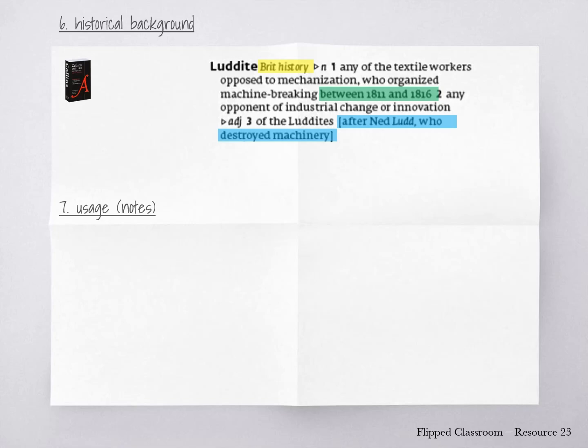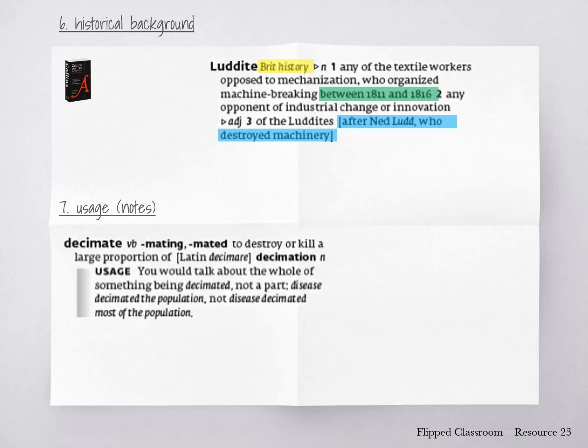Now, although there are no phonetic transcripts, there is an aspect I particularly appreciate about this dictionary, and it is its usage notes. Sometimes a note is provided to tell you which common mistakes to avoid. If you take a look at the word decimate, the note stipulates that it is used to destroy or kill a large population, but the whole of something, not just a part. So this note is very useful to let you know how to use the verb properly.